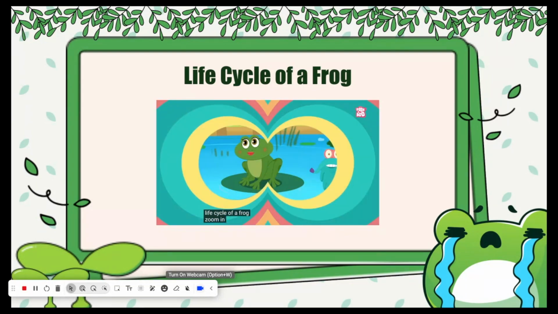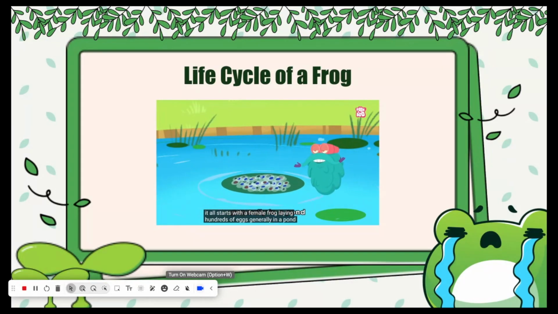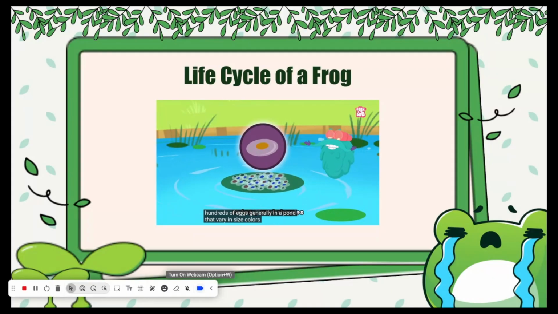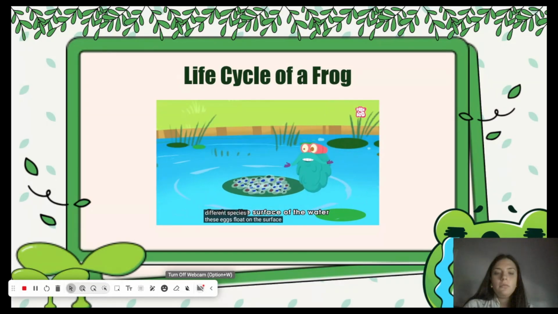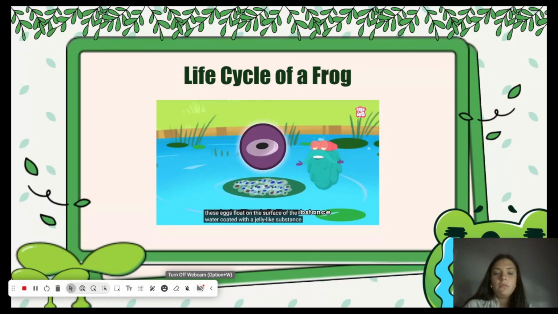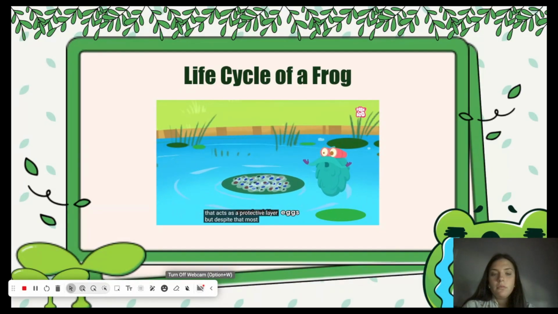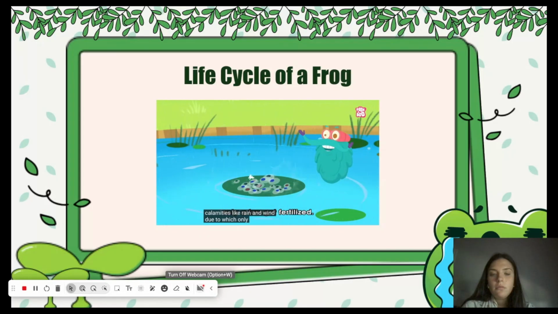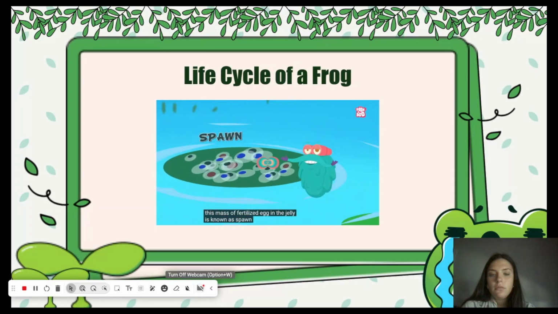Zoom in! It all starts with a female frog laying hundreds of eggs, generally in a pond that vary in size, colors and shapes with different species. These eggs float on the surface of the water, coated with a jelly-like substance that acts as a protective layer. But despite that, most of the eggs get destroyed due to various natural calamities like rain and wind, due to which only a few get fertilized. This mass of fertilized egg in the jelly is known as spawn.